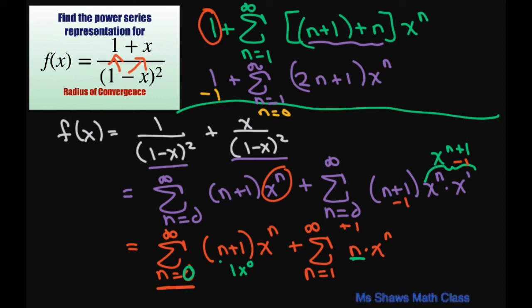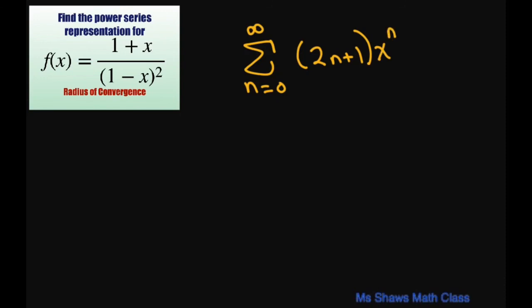So your final answer is going to be, let me just do it on another slide, the sum, back to n equals 0, because I've subtracted that 1, to infinity, of 2n plus 1 times x to the power of n. And your radius of convergence still is 1. And that's it.